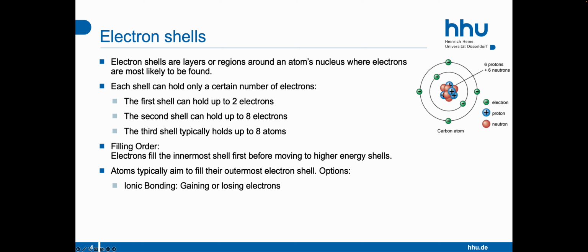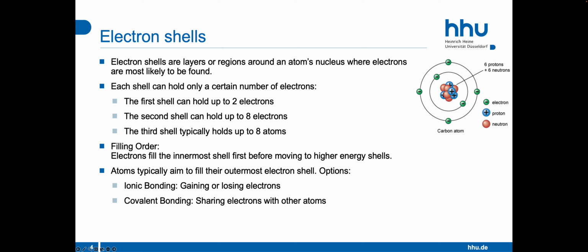Atoms can either gain or lose an electron if this then results in a filled outermost shell. However, this does not simply happen spontaneously in isolation. It typically requires another substance that can accept or donate the corresponding electrons.